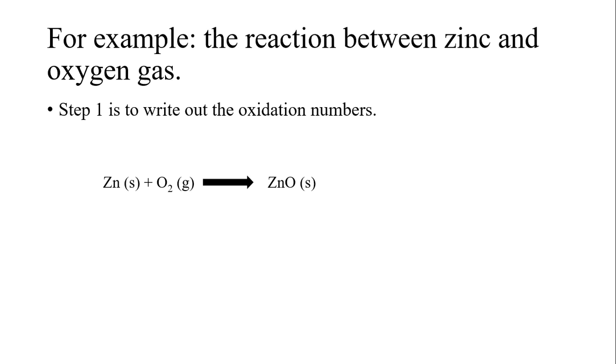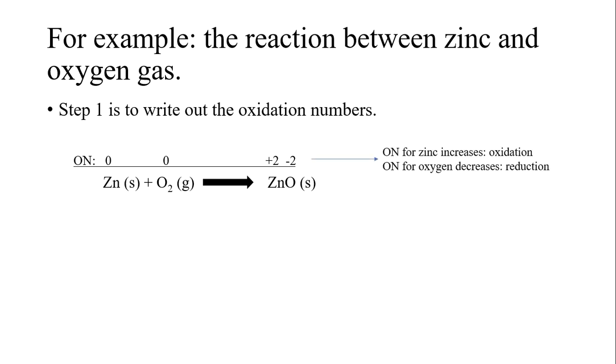Step 1, using this method, is to write out the oxidation numbers. Elements in their natural state, zinc and oxygen gas, are in their elemental states, so they have an oxidation number of 0. And for ions within ionic compounds, the oxidation number will correspond to their charge. And since you know that oxygen always forms 2-, then zinc is bound to be 2+ in this.